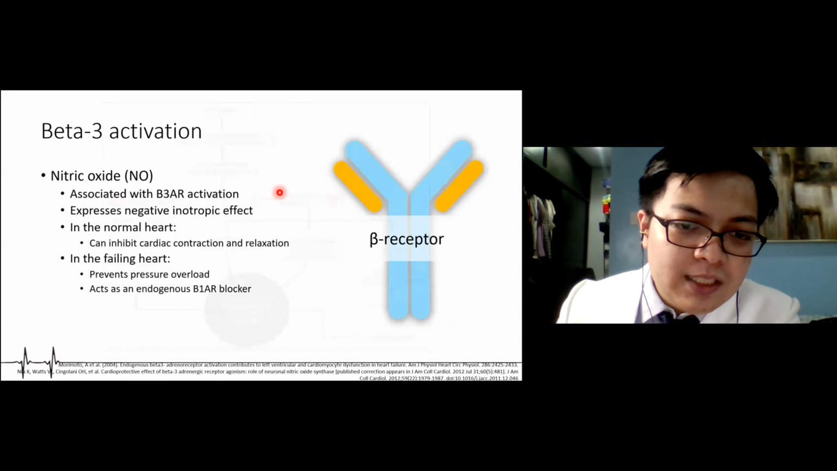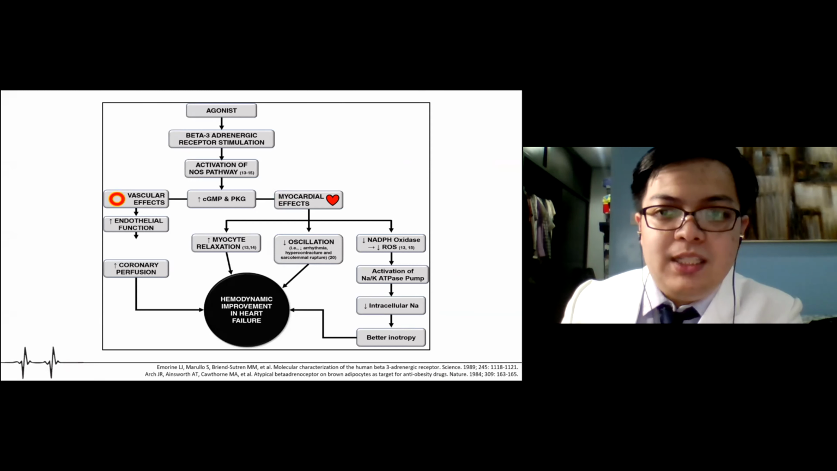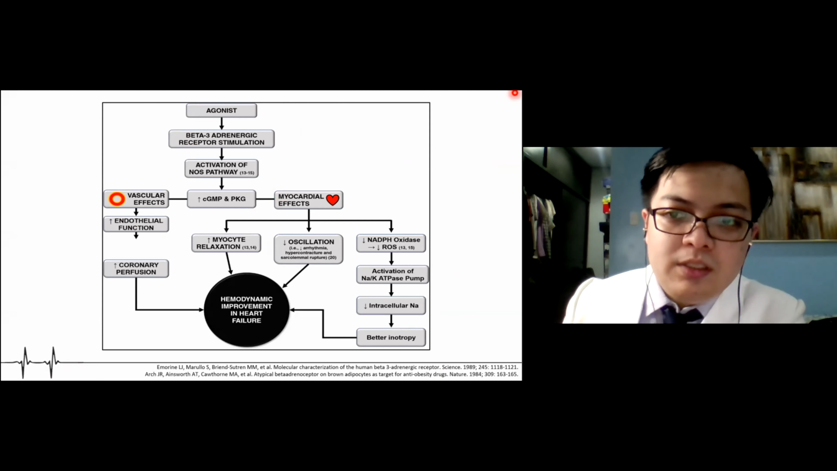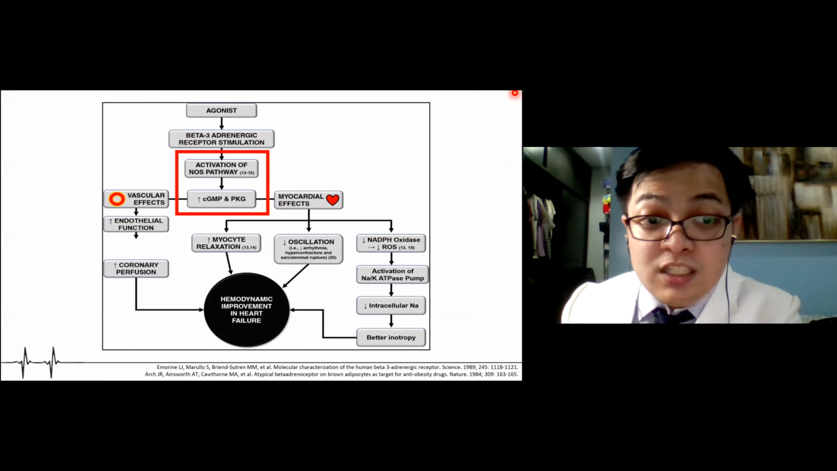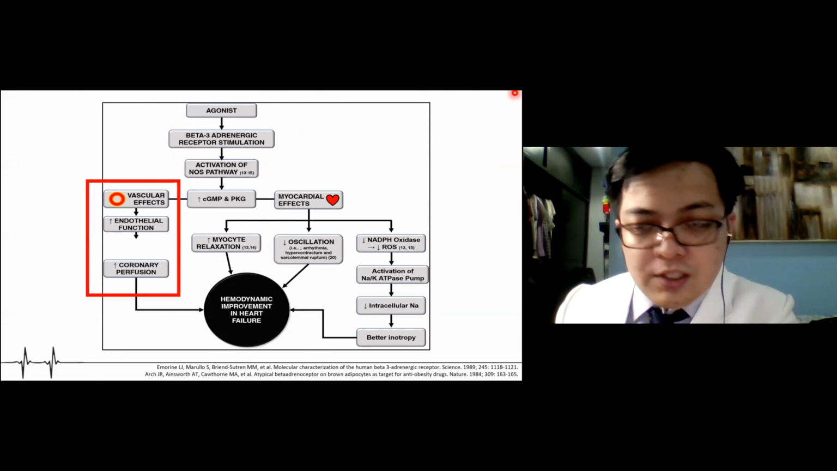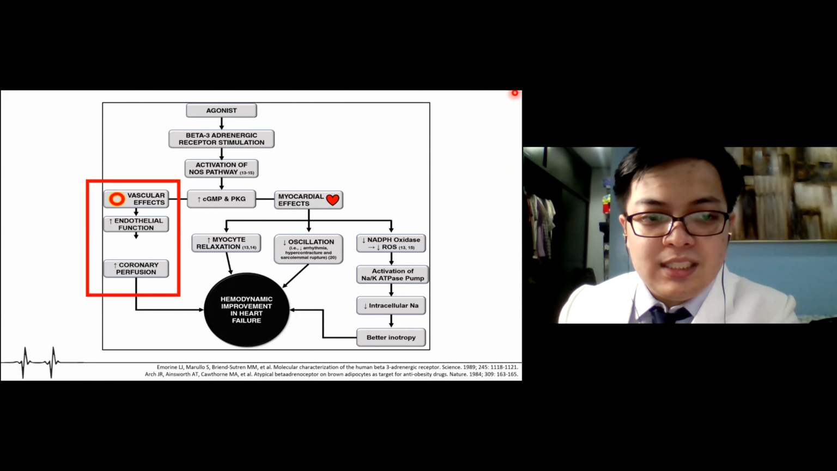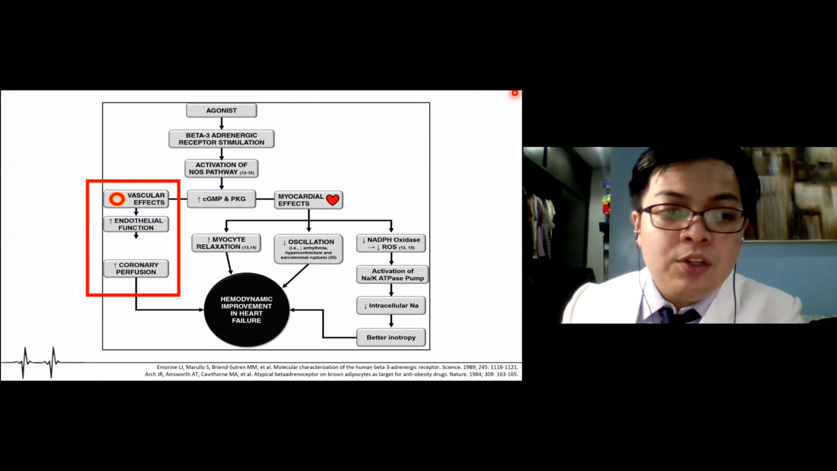So here, this is a diagram that we've done. What happens here is that when we try to stimulate the beta 3 receptor, we activate the NOS pathway, which increases your cGMP and your protein kinase G, and it would lead to the following effects. So for the vascular effect, there is an increase in your nitric oxide production. So it would lead to an increase in your endothelial function and an increase in your coronary perfusion.